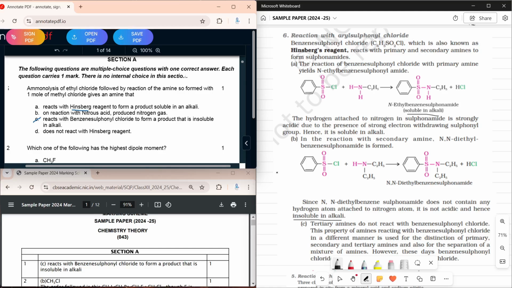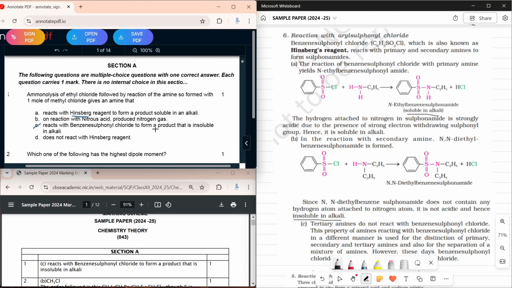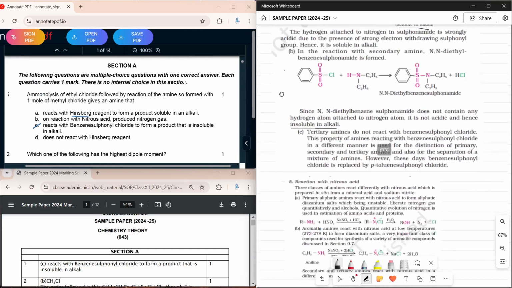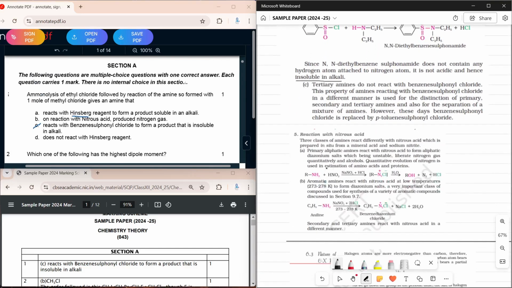Now, on reaction with nitrous acid, it produces nitrogen. That is true only for primary aliphatic amines, but the product that we've gotten is a secondary amine. For primary amines, you get nitrogen gas, and because of that, the second option is also incorrect.